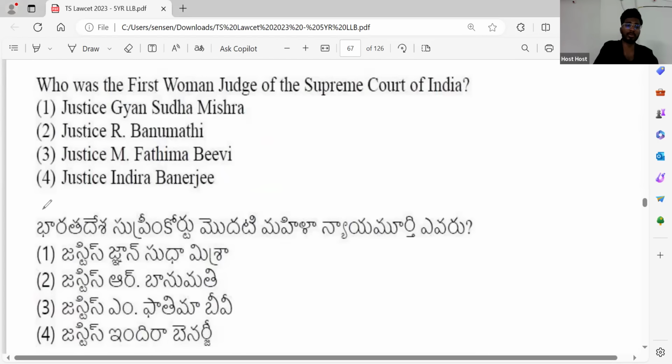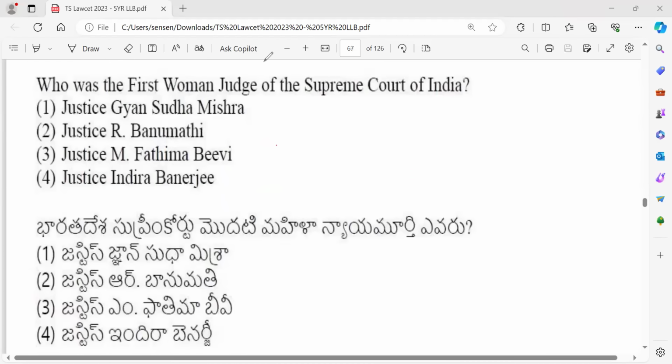Very important question, because this is there in the news also. Who was the first women judge of the Supreme Court of India? Any guess? Justice M. Fatima Bibi. Very good. So she is the first women judge of the Supreme Court. You have to write this down in your notebook.